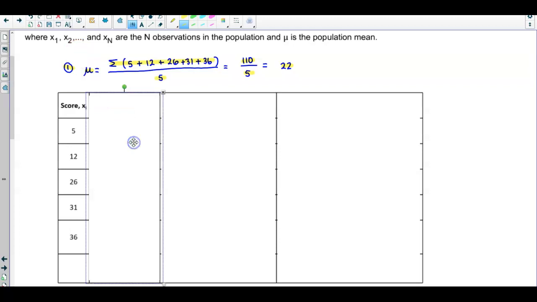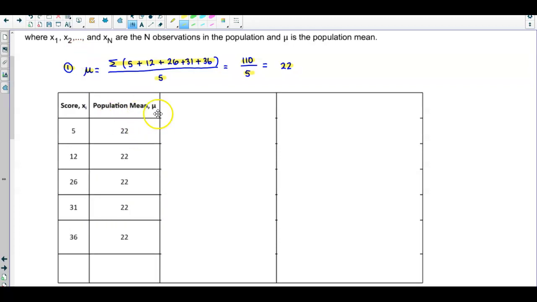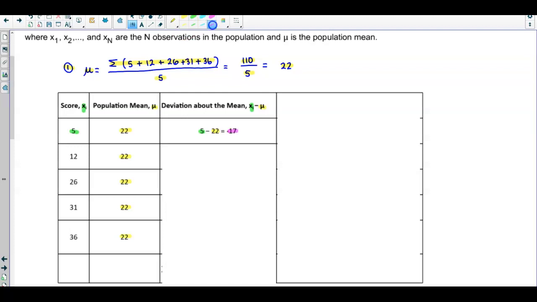So what that means is we're going to create a second column that is the population mean. And if you notice, the population mean is 22 for each cell. Now the next thing that we want to do is take the deviation about the mean, which means we need to take the data value, which is x, and subtract the population mean. So the first thing we're going to do is take the value of x, which is 5, and then subtract the mean of 22 to give us a deviation of negative 17.